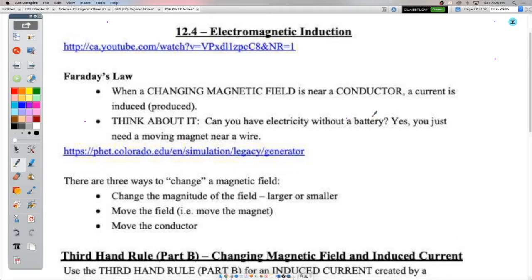Okay, so as we've seen and done quite a bit of analysis based around a moving charge, for example, a current can induce a magnetic field. Not can, it does. It induces a magnetic field.